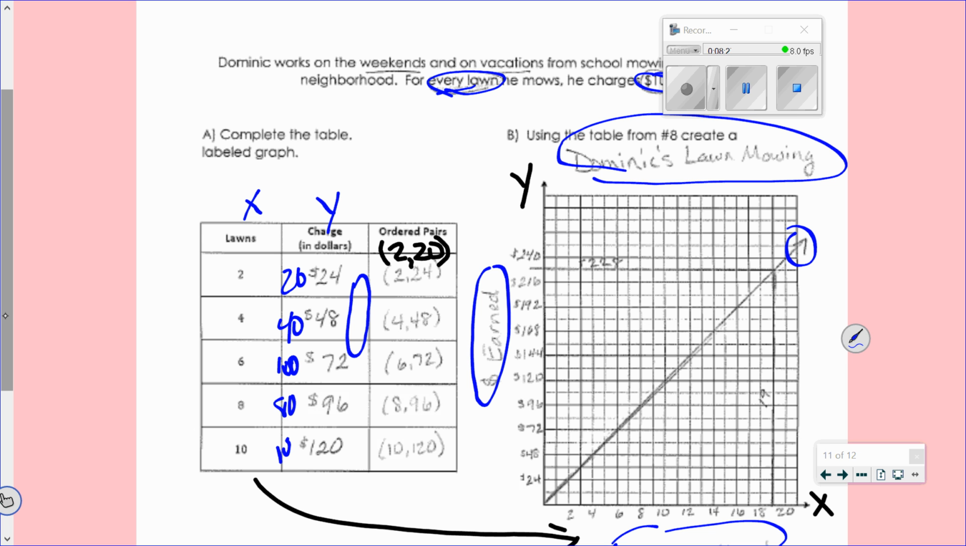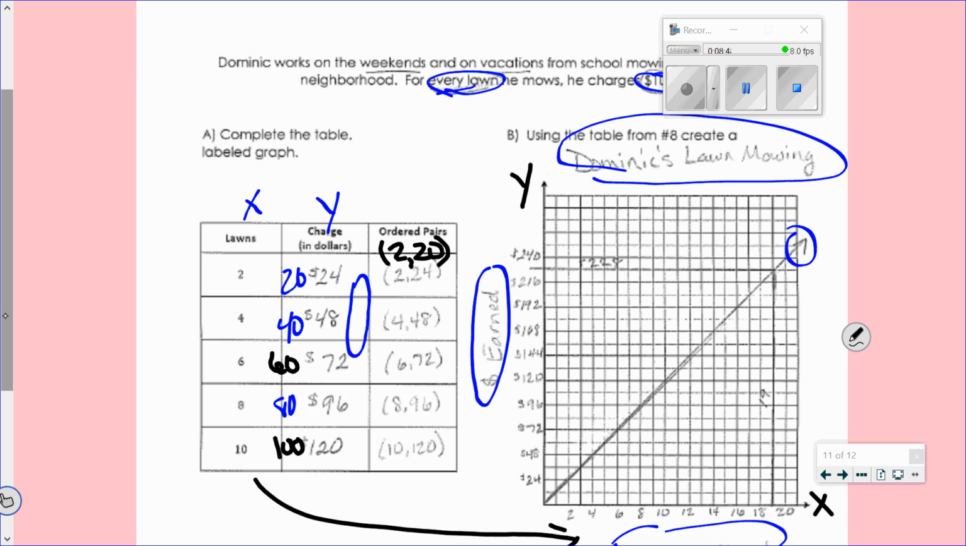2. So my first entry is 10, am I wrong? Yes, because it's 2 lawns. It should be 20. So it should be 20, 40, 60, 80, 100, correct? So I apologize, that 60 didn't come out very well. That should be 60, and that one should be 100.